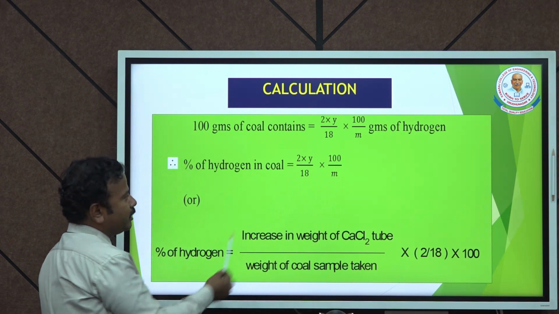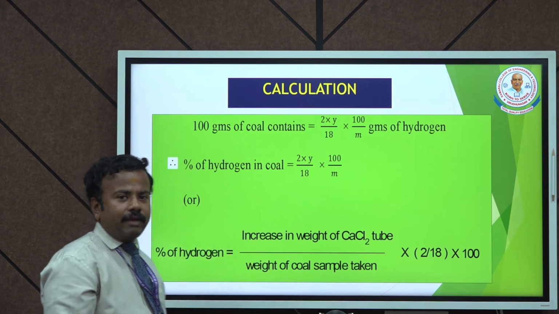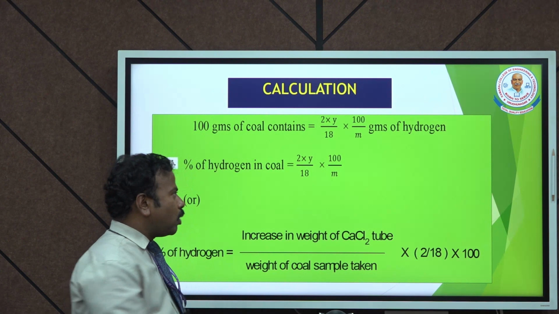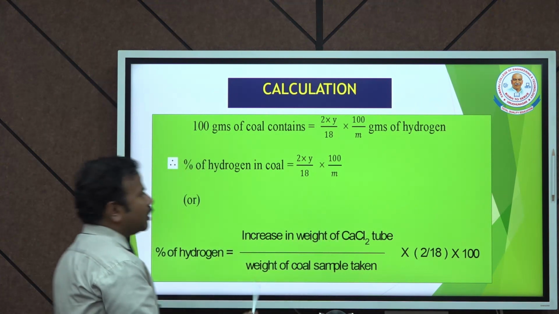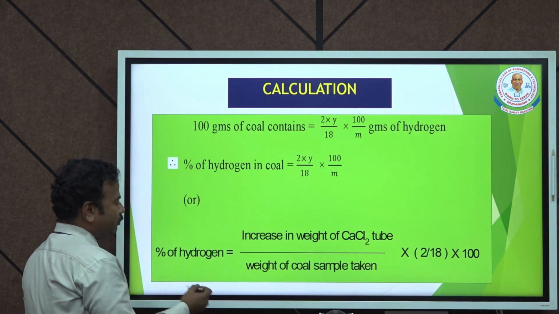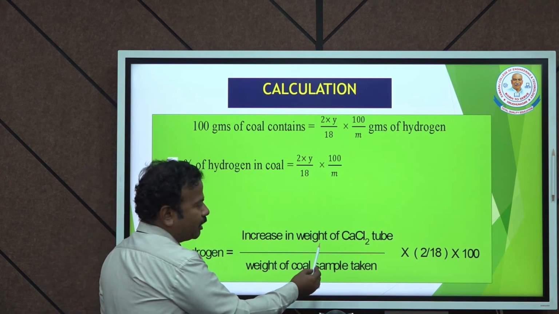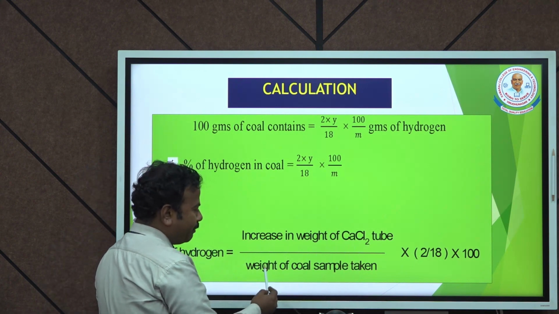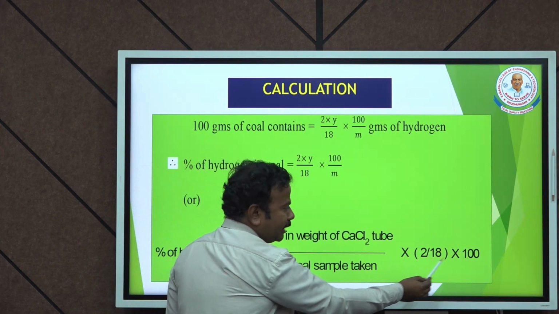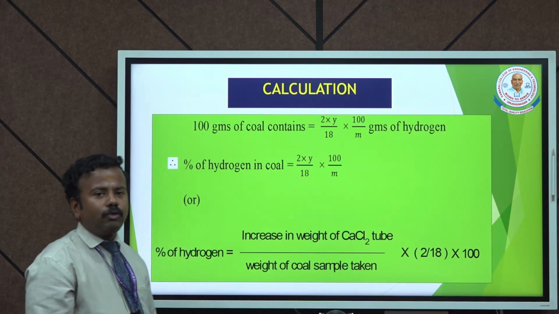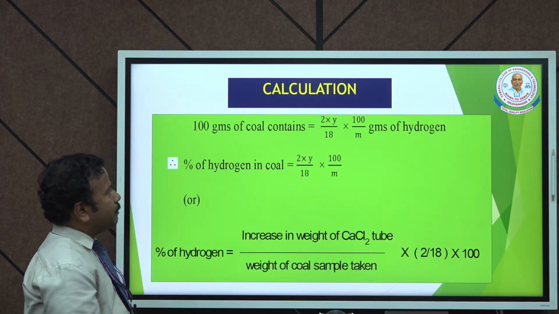Or we can say that y we already know. What is y? That is the increase in weight of the calcium chloride tube. So what is meant by m? m is nothing but the weight of coal sample taken. So now we can write down the equation elaborately. Percentage of hydrogen is equal to increase in weight of calcium chloride tube divided by weight of coal sample taken, into 2 divided by 18 into 100. So there we find the percentage of hydrogen present in the coal sample.